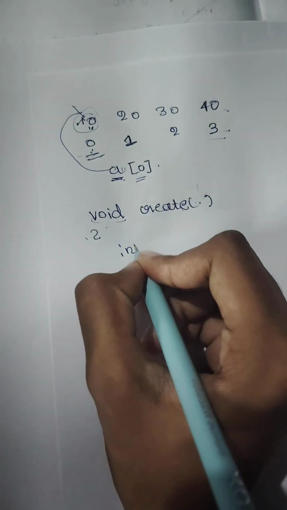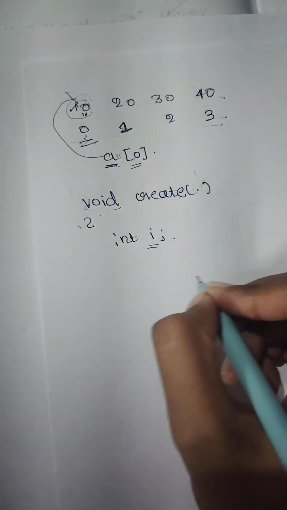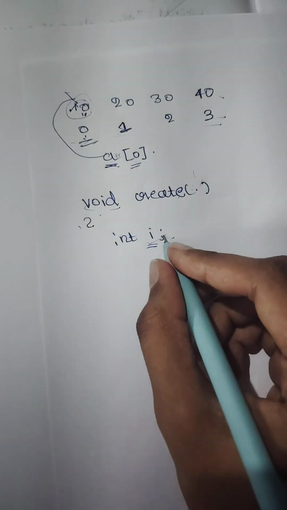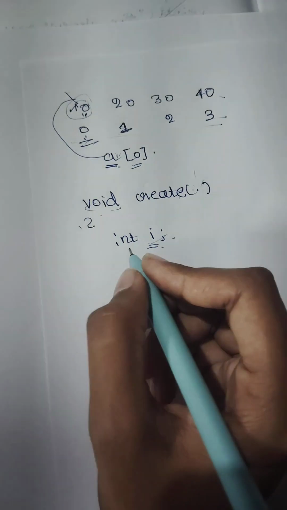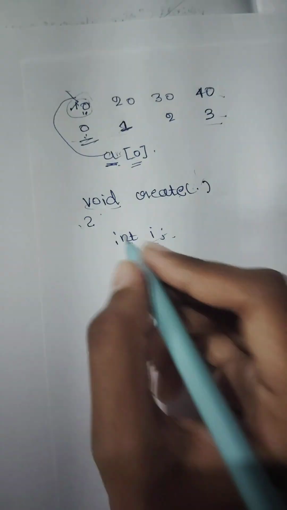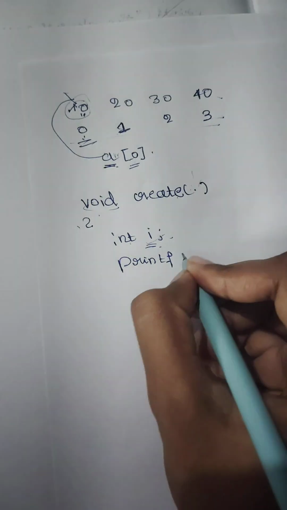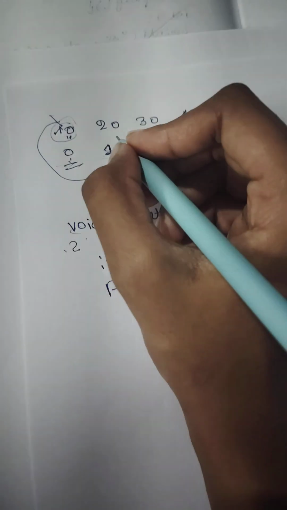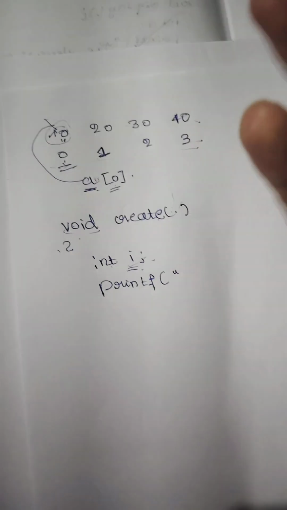I'm declaring i here. I'm declaring i as an integer because in the for loop, while setting the conditions, I'm using i. After this, I have to display a message like "enter the size", because we are just creating the array and we don't know the size yet. We have to manually input the size.